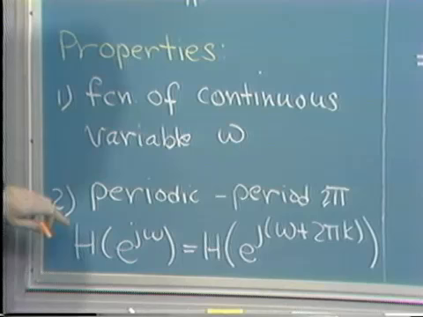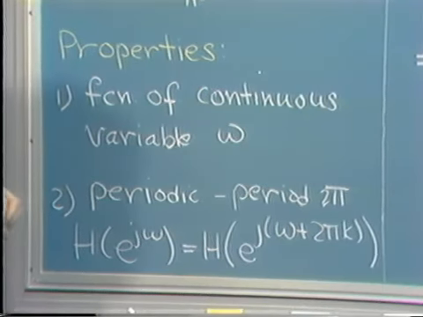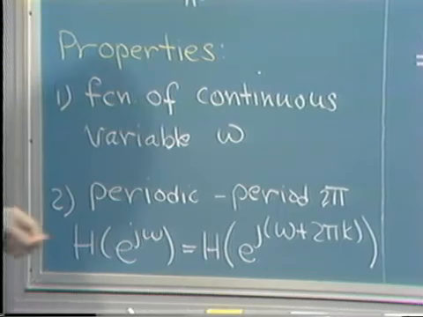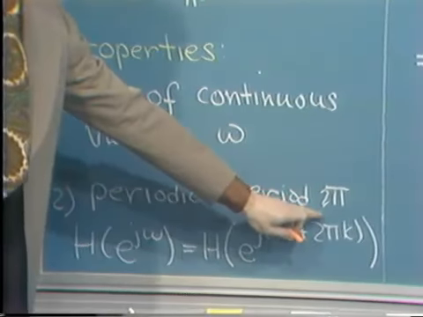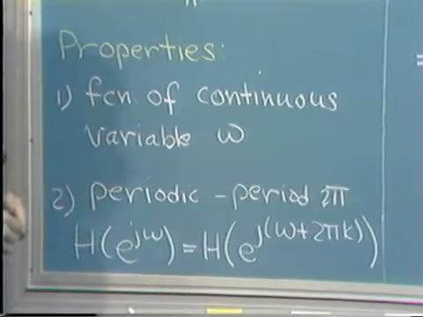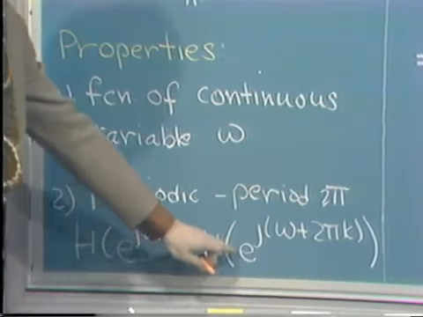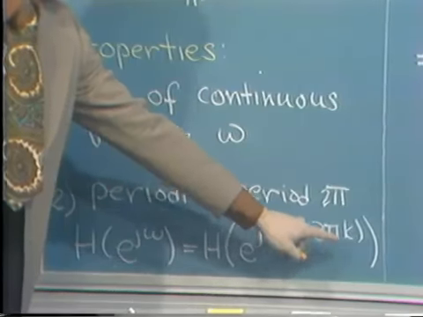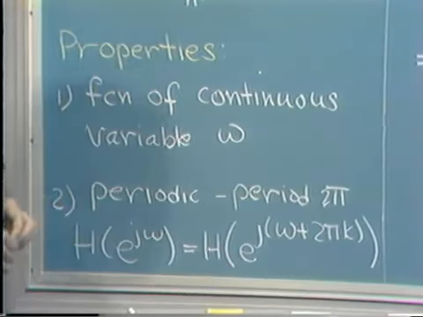The second important property is that the frequency response is a periodic function of omega, and the period is equal to 2 pi. H of e to the j omega is equal to H of e to the j omega plus 2 pi k, where k is any integer.